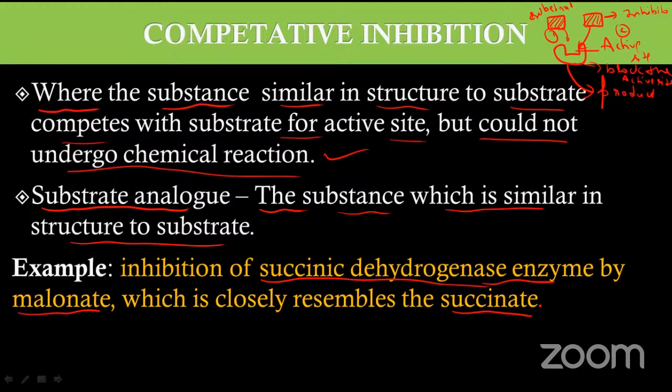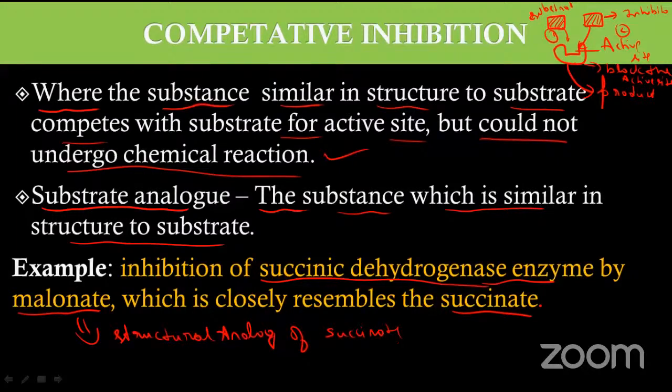Okay. So that's why we call it, sorry, malonate is similar to the succinate. When it binds to the active site of the succinate dehydrogenase enzyme, the enzyme becomes blocked. So now succinate cannot come and bind to the active site of the enzyme, right? So that's why malonate can be called a structural analog of the succinate.